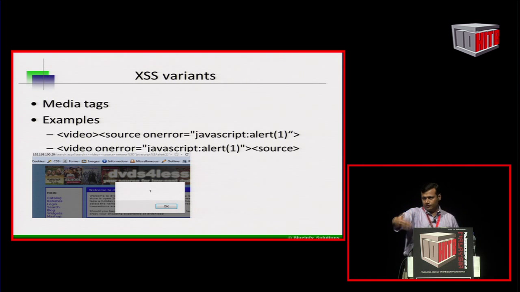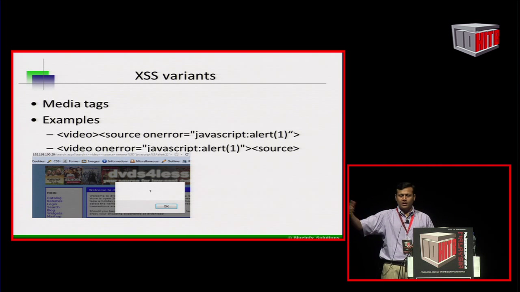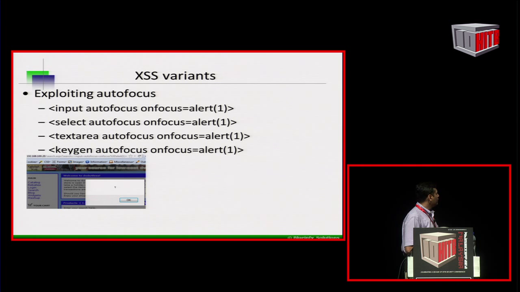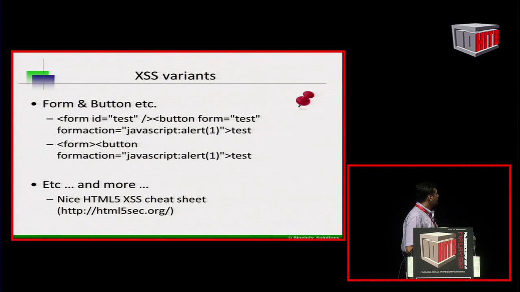So for example, if you have a filter which is filtering script and so on, these are the attack vectors that need to be added to check your filter, like video, audio, and so on. You have a video tag where you can inject on the source onerror. You can also inject an input, select, textarea, or keygen. And then you can have a form ID, test, and so on. There are tons of different ways you can attack. You can go to html5sec.org, where there is a very nice cheat sheet that puts together all these different attack vectors.